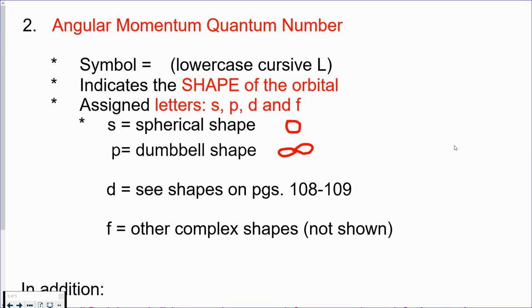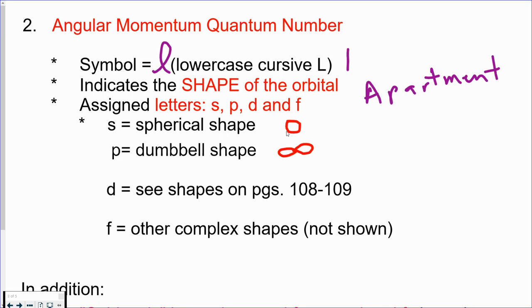The angular momentum quantum number is a lowercase cursive l. But if you were ever asked to type it in, it would just be a normal l. It tells us the shape of the orbital. By telling us the shape, it's telling us what apartment.